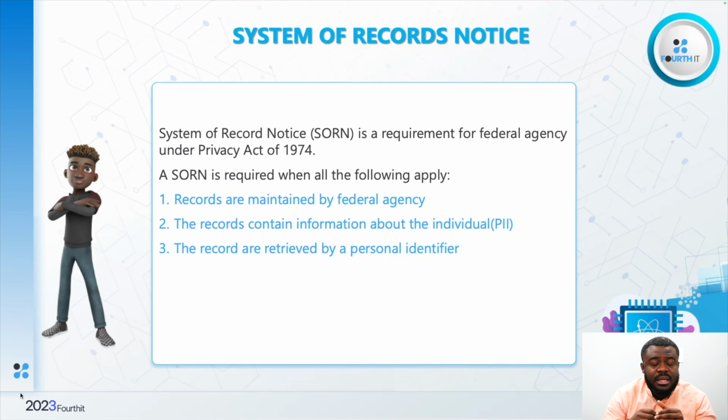Now, welcome back. Now, we want to talk about the system of record notice. When we talk about the system of record notice, what do we mean? A system of record notice is generally required when a group of records that are being maintained by the federal system contains PI. You know that we talked about PTA and we talked about PIA.